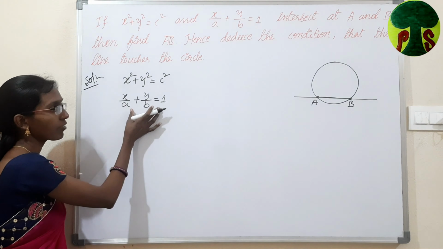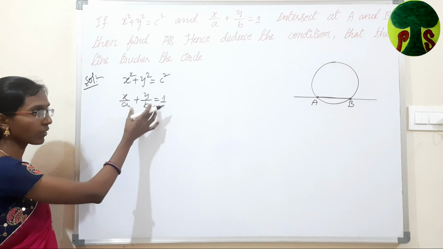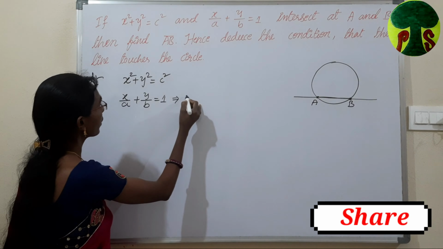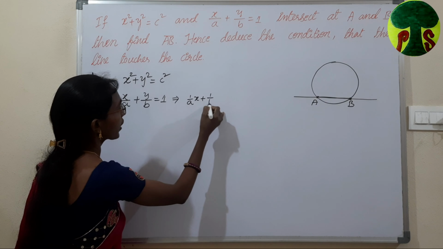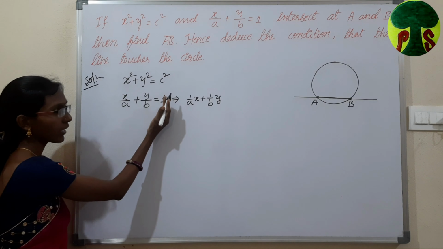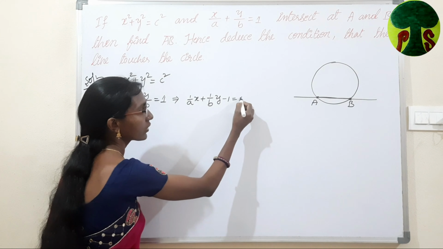So first I want to convert this into the general form of a straight line, ax plus by plus c equals to 0. So from here what we will get? We will get 1 by a x plus 1 by b y. We just need to bring this constant term to the LHS side, minus 1 is equal to 0.